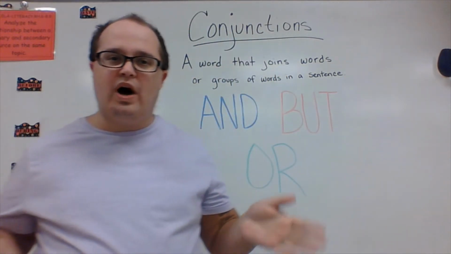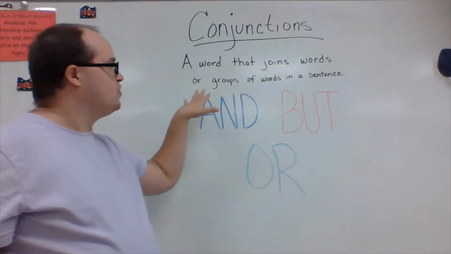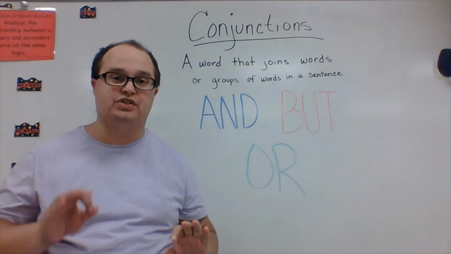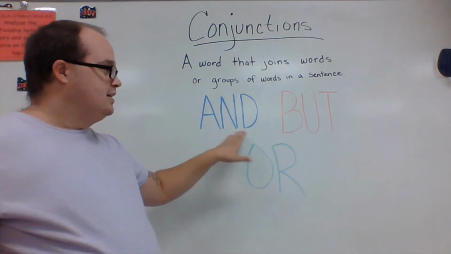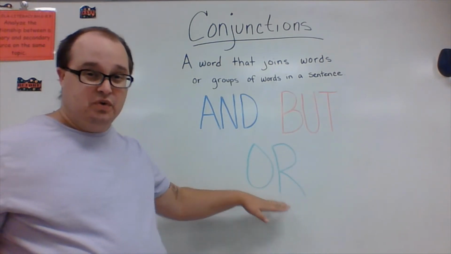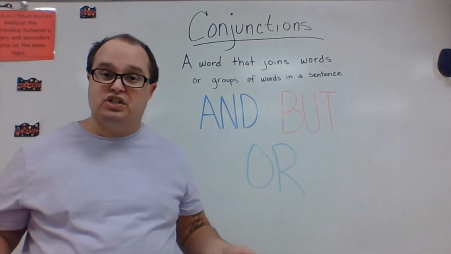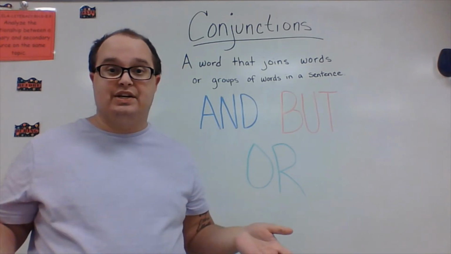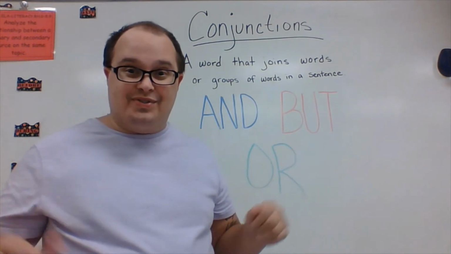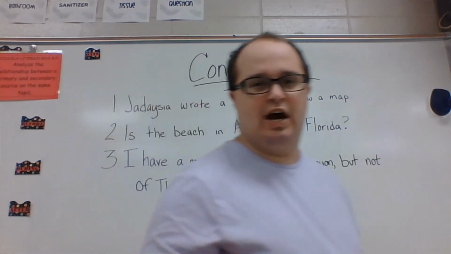So first, what is a conjunction? A conjunction is a word that joins words or groups of words in a sentence. The most commonly used conjunctions are and, but, and or. Okay, we are all very familiar with and, but, or, and we use conjunctions every single day, whether we realize it or not. Let's move on to some handy dandy examples. Okay, let's look at some examples, shall we?